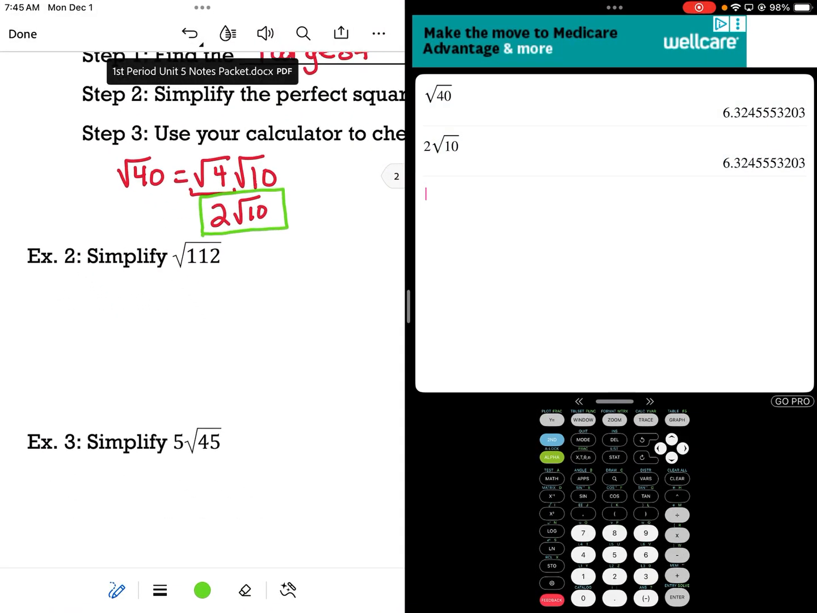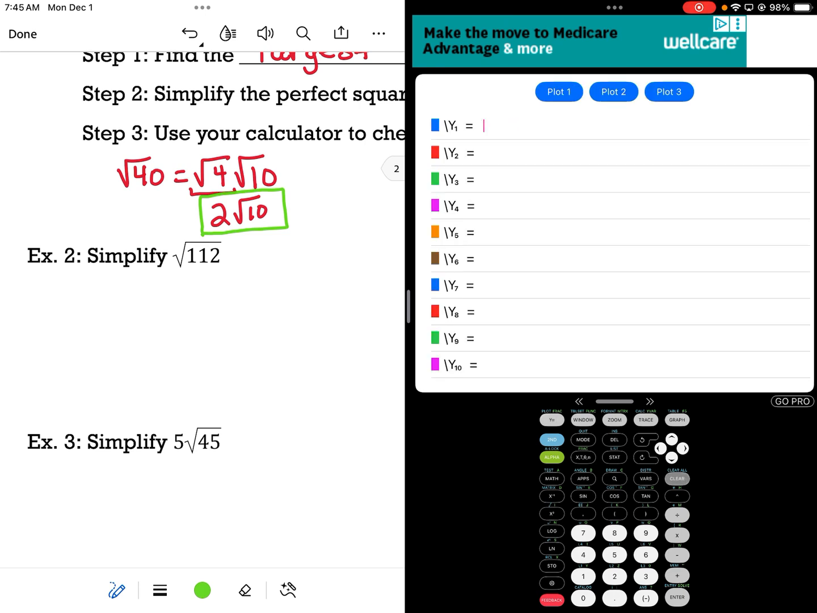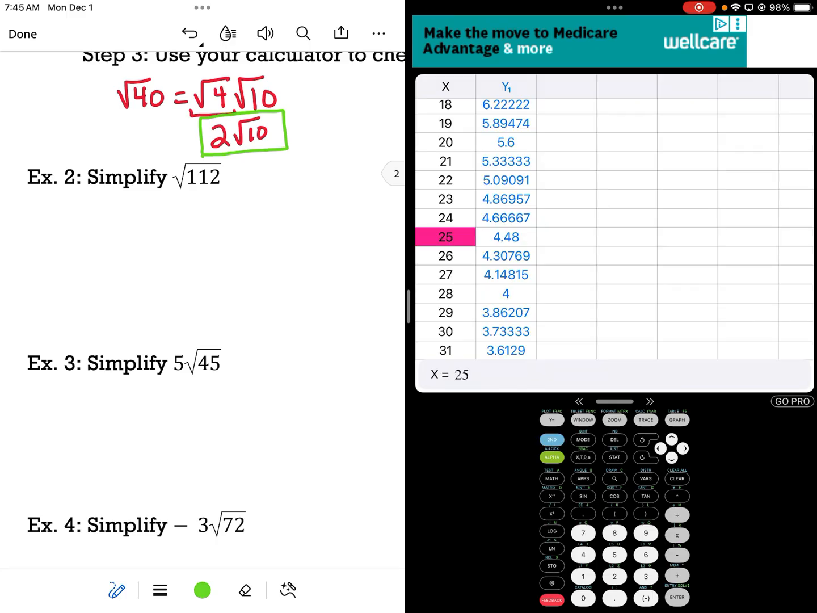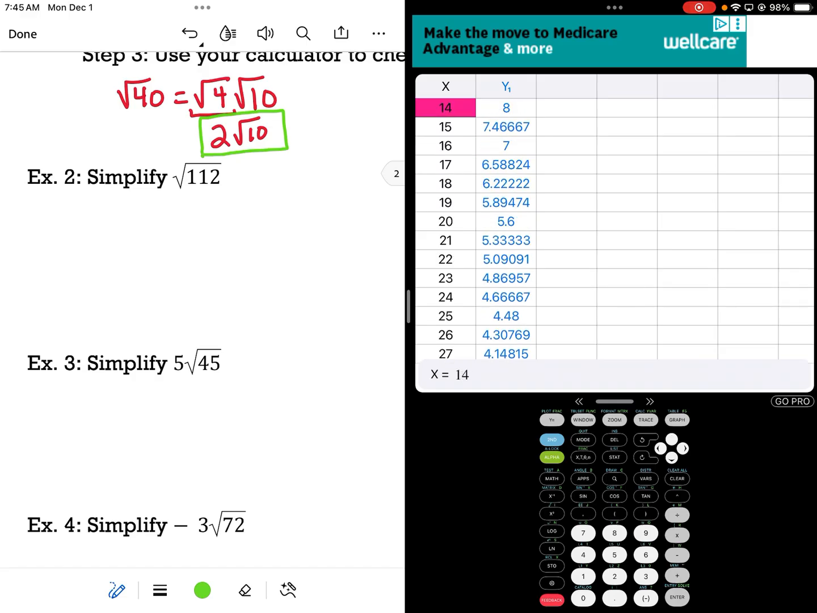All right, let's do square root of 112. So let's repeat the steps. Go to y equals. Do 112 divided by x. Hit second graph. What perfect square factors are there? We want the largest perfect square factor.